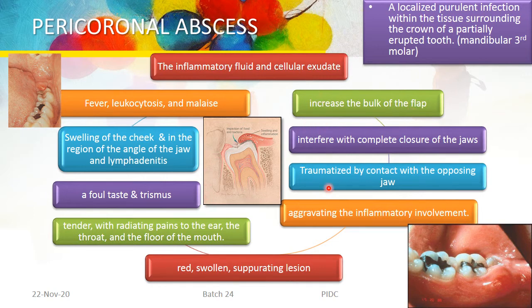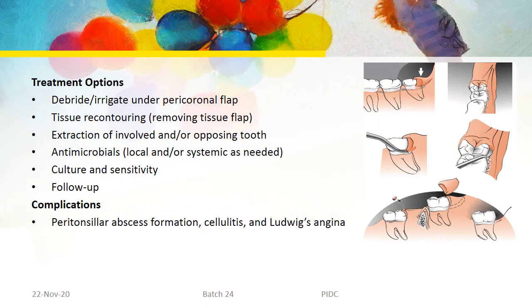This might interfere with complete closure of the jaws. It may be traumatized by contact with the opposing jaw, thereby aggravating the inflammatory involvement. It appears as a red, swollen, suppurative lesion which is tender, with pain radiating to the ear, throat, and floor of the mouth. There is a foul taste and trismus may be present. There may be swelling of the cheek and in the region of the angle of the jaw, as well as lymphadenitis. Fever, leukocytosis, and malaise are other systemic conditions seen if the abscess occurs.